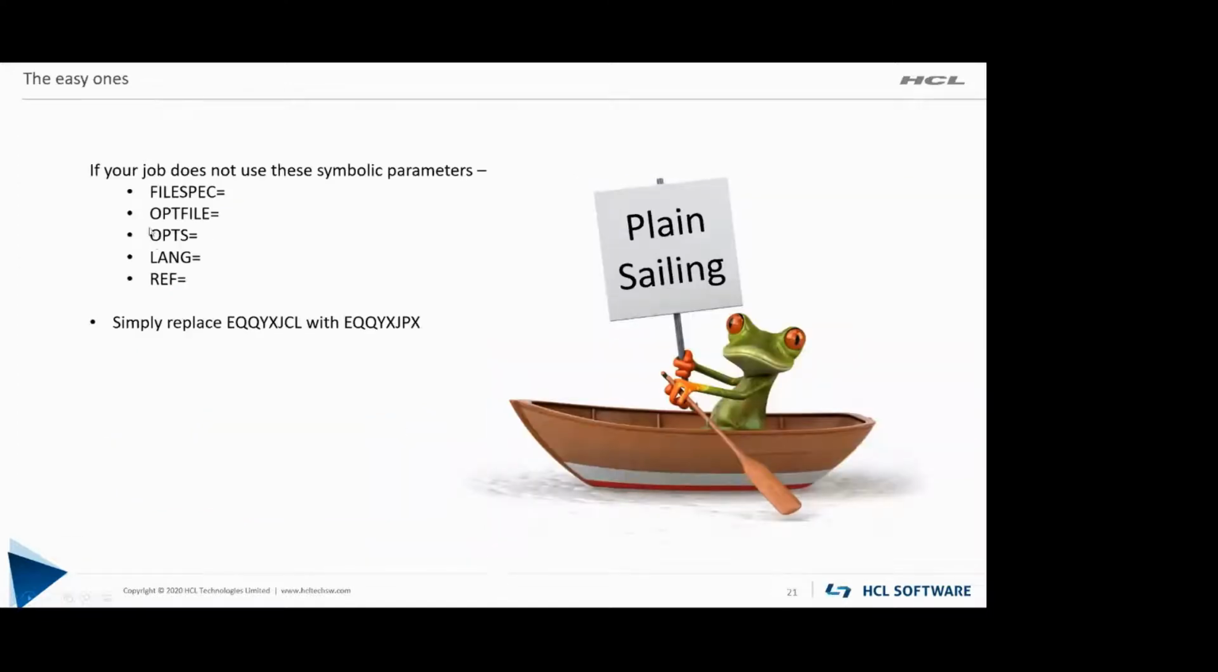So first off, if your current old style WAPL or old style SOE job doesn't use file spec, opt file, ops, lang, or ref symbolic parameters, then it's already ready to go straight from EQQYXJCL to EQQYXJPX. Because basically you're not using any of the features that have changed between the two versions. So they're not in use, go straight to there.